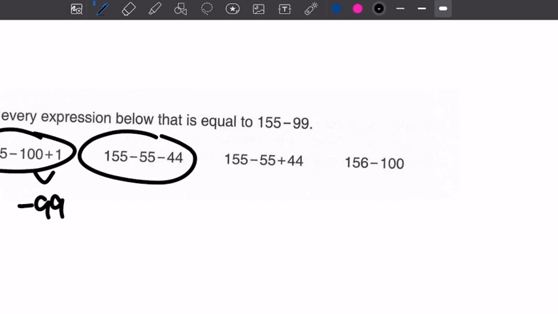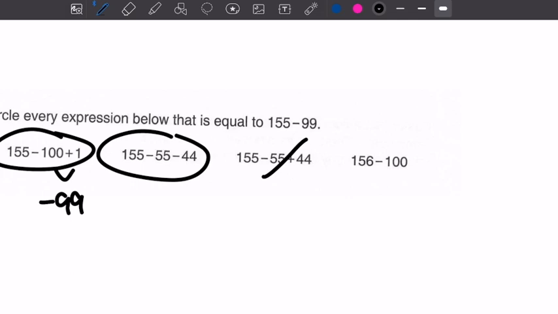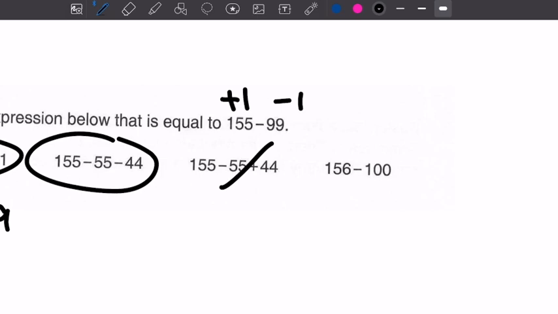So incorrect. And 156 minus 100. We added 1 to 155 and subtracted 1 from 99. And that is 0. So this is also correct.